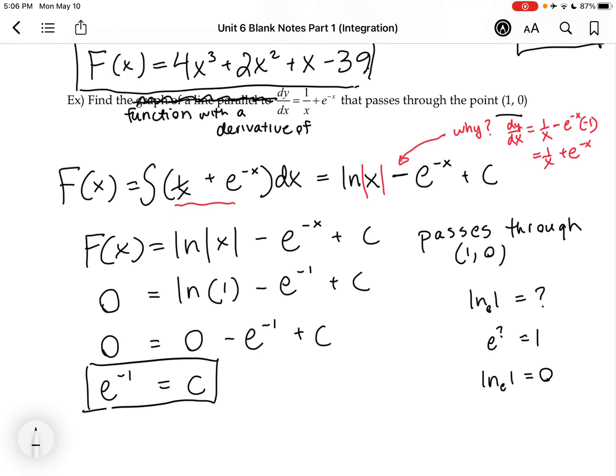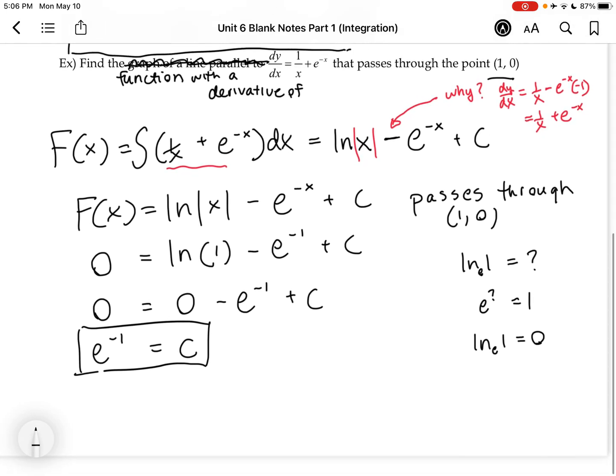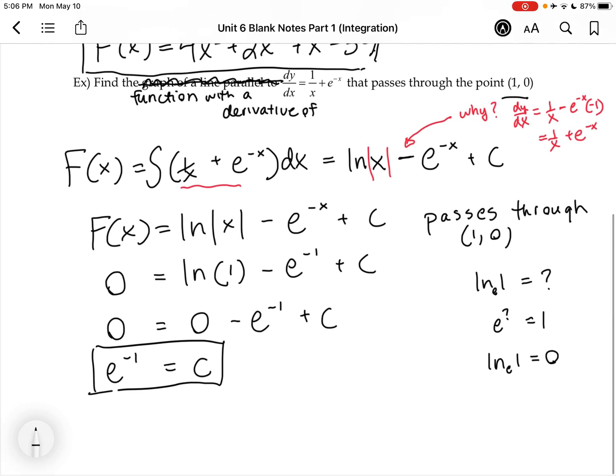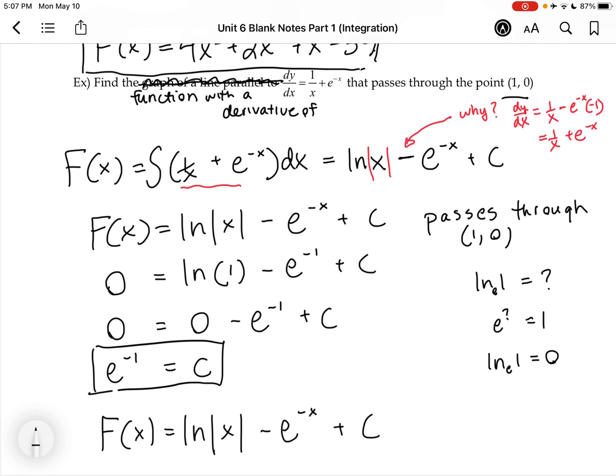And now that we have the c value, we can say what the actual specific function is. And that function is f of x equals ln absolute value of x minus e to the negative x plus, what am I saying? Plus e to the negative 1. There we go. All right.